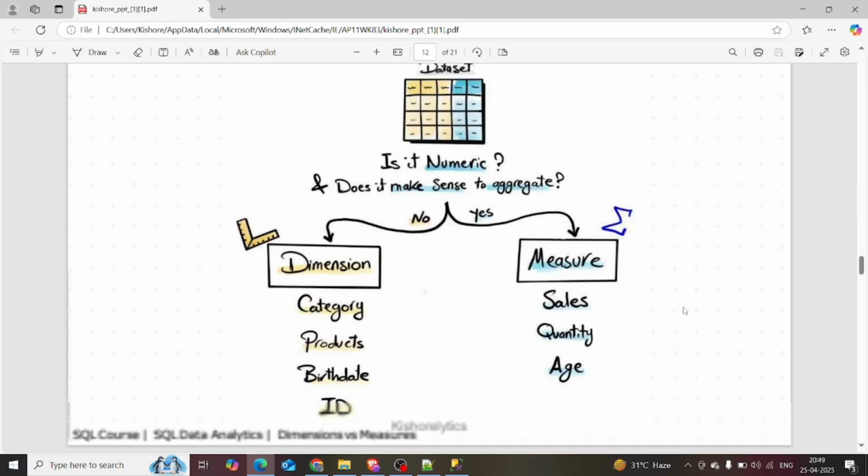Before getting into the video, we want to know something about dimensions and measures. The answer comes with two questions. First, is it numeric, and does it make sense to aggregate? If the answer is yes, it goes to measures. If the answer is no, it goes to dimensions. Examples of dimensions are category, product ID, and birth date. Examples of measures are sales and age.